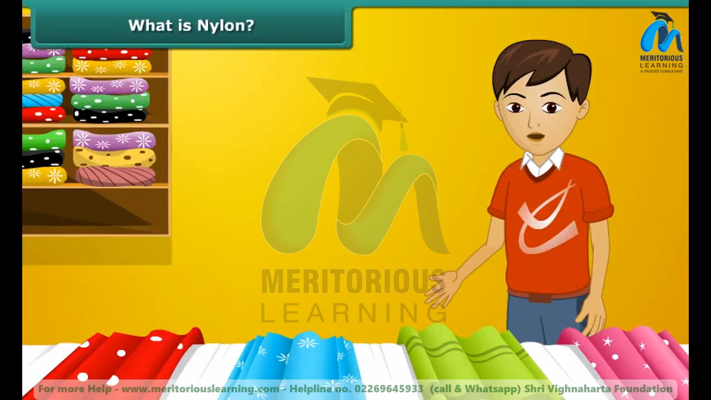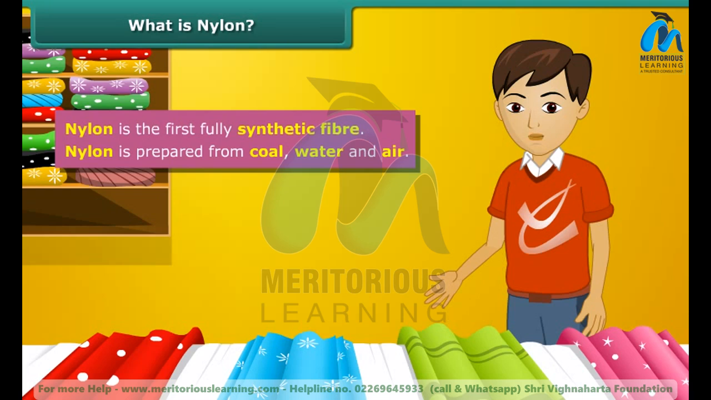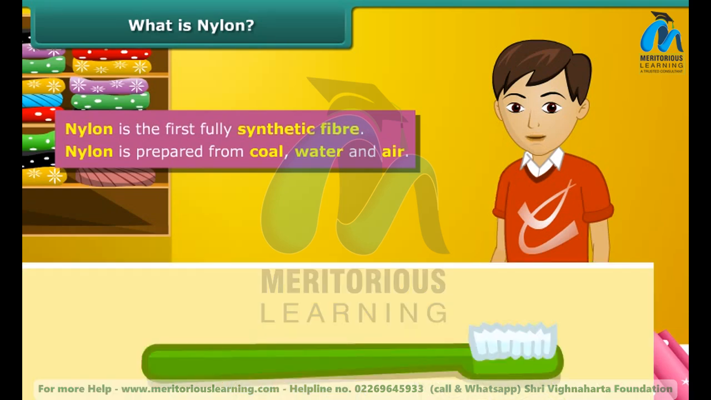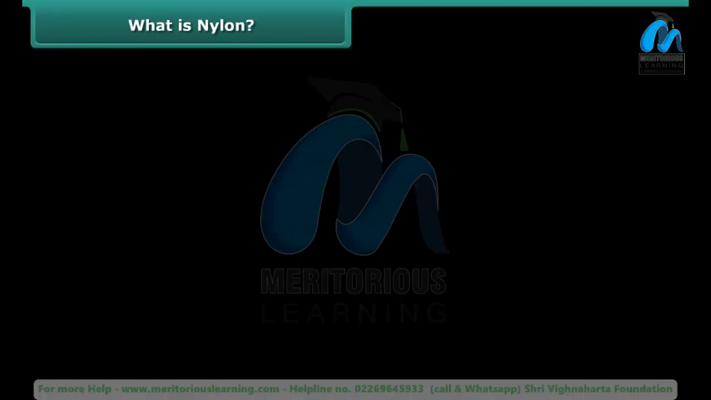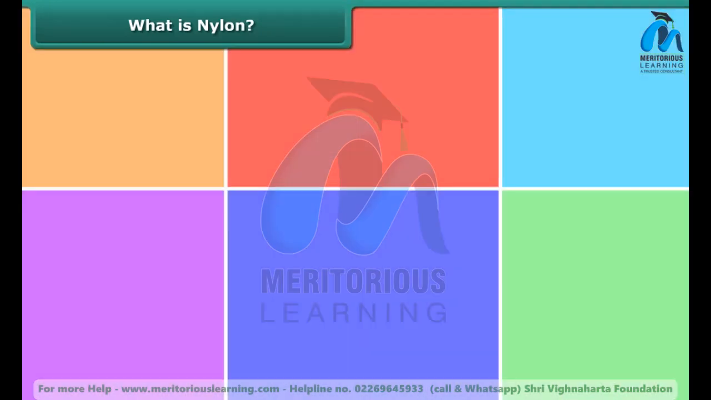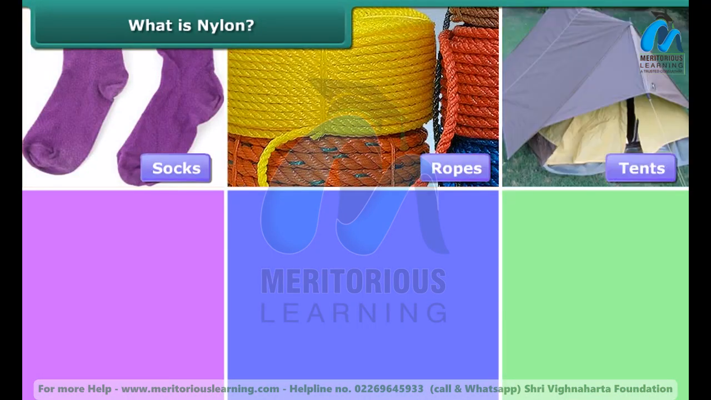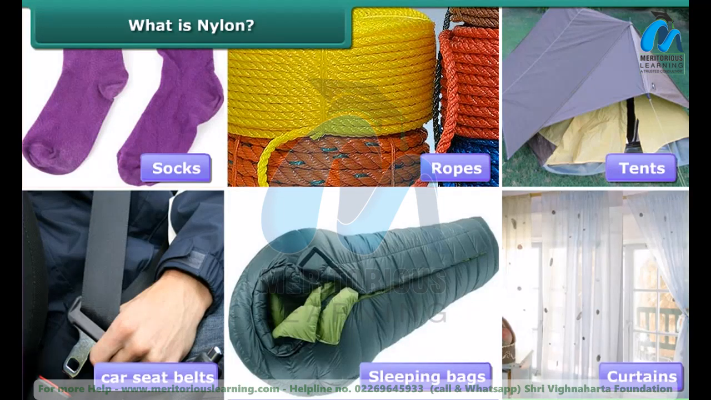Do you know what is the first fully synthetic fiber? Oh yes, it is nylon. The very first nylon product was a toothbrush with bristles. Can you think why nylon is so popular for making clothes? Well, nylon fiber is strong, elastic, light, lustrous, and easy to wash. It is used in making many articles such as socks, ropes, tents, car seat belts, sleeping bags, curtains, etc.